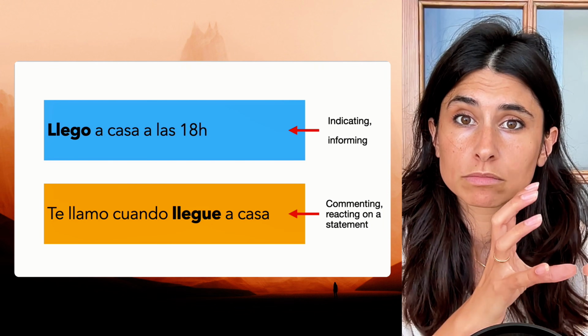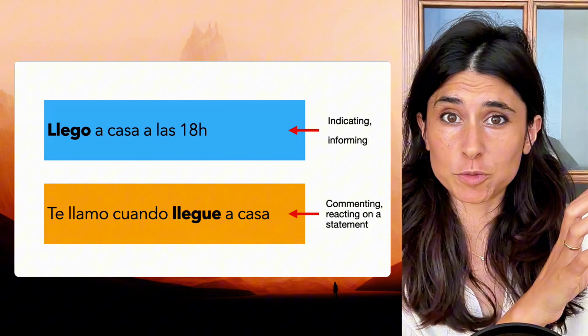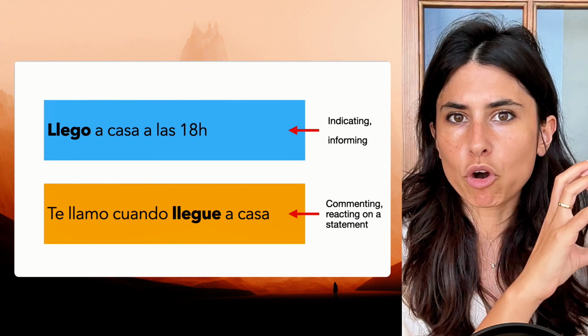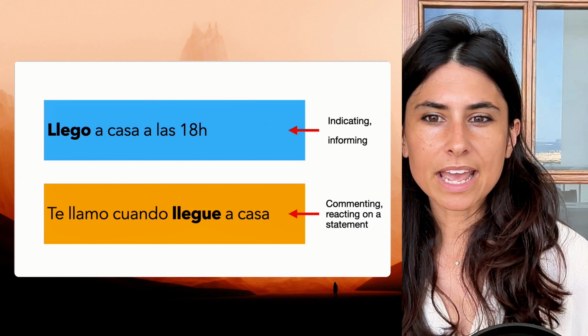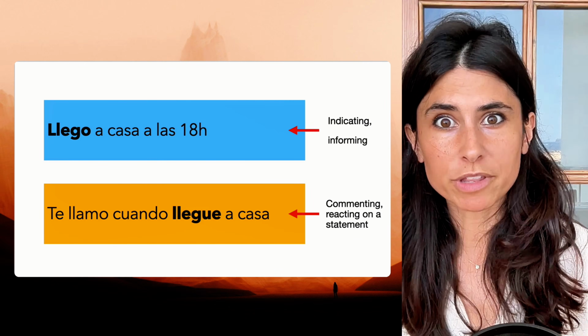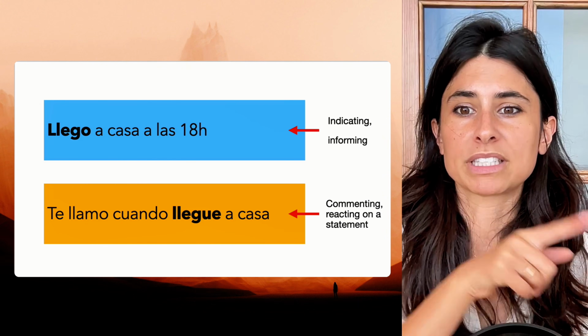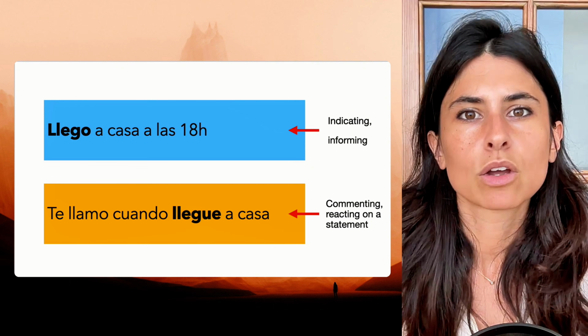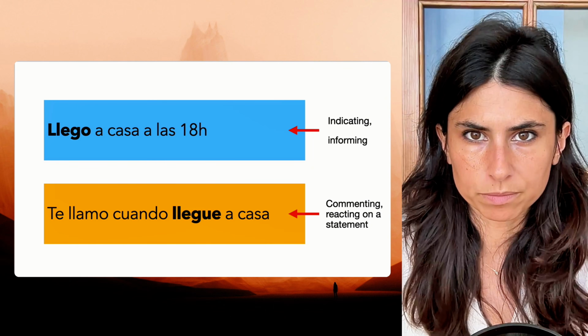When I get home, this is the fact. I'm not informing about the fact that I will get home, even though I will. But I'm not informing about this fact. I'm saying that I'll call you. I'm commenting on the fact, or I'm adding something to the fact that I'm going to get home. I'm saying, I'll call you when I get home. Okay? Cuando llegue a casa. Whenever I get home. When I get home. Okay?